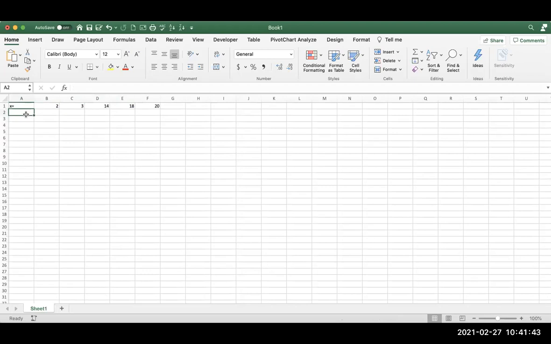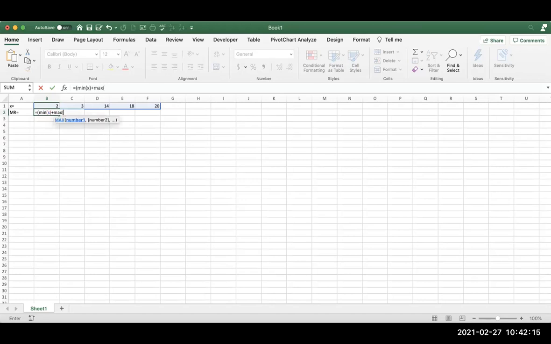Okay, so first, let me write everything down. The first one I did was the mid-range. So the mid-range was the minimum value plus my maximum value divided by 2. Okay, that was my mid-range.